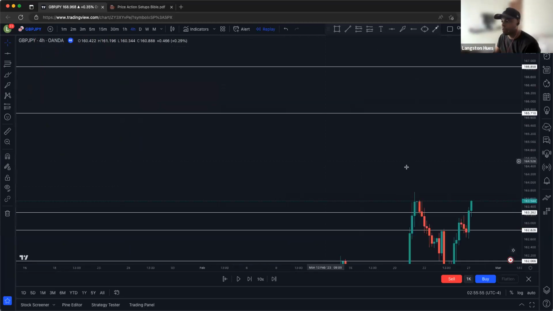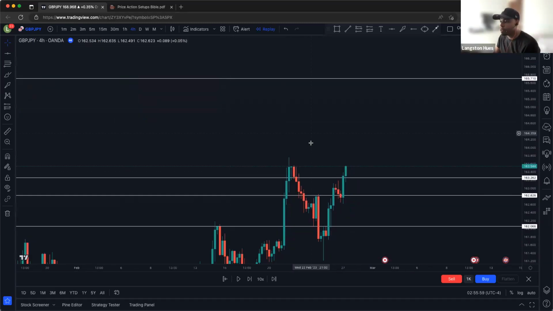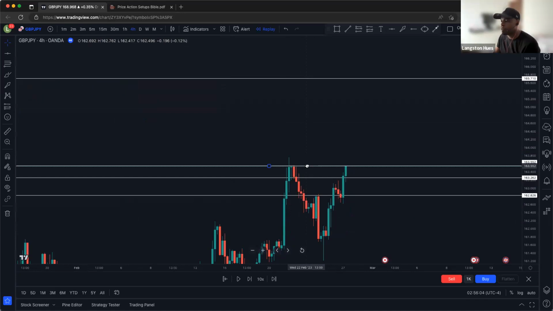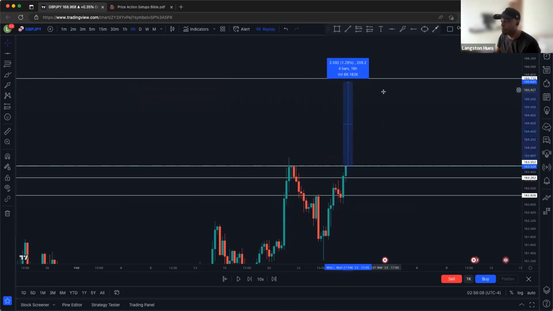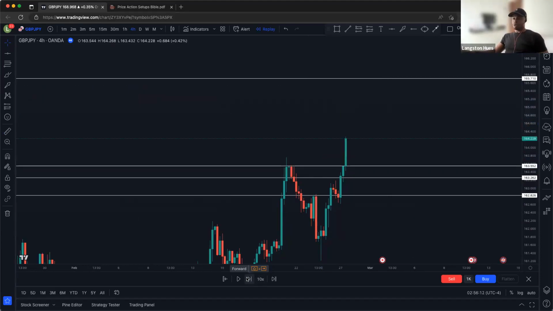So let's see if we get this closure. Oh, what is this? Oh yeah, I moved this up here. We can get a closure above here, clean traffic driving all the way up. So let's see. We got a closure. Damn, it's like magic. Oh my God.